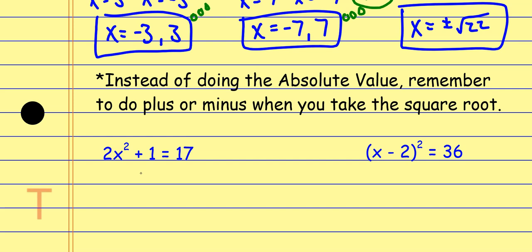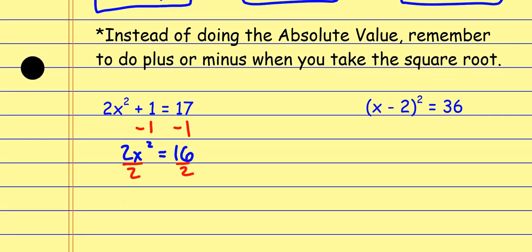So here, I would undo the addition first by subtracting the 1 from each side. And then I would undo multiplication by dividing each side. See, I'm just going backwards through the order of operations like I've always done. And now I would undo squaring something by taking the square root of each side. And so that would give me x equals, and I just have to remember that because I took the square root, I have to do a plus and a minus.